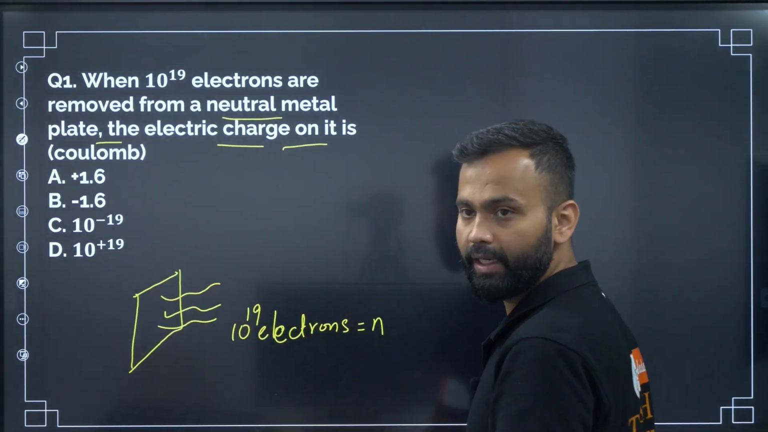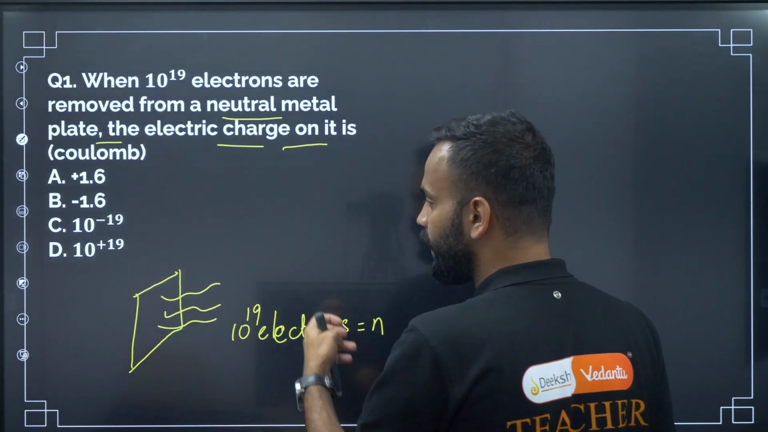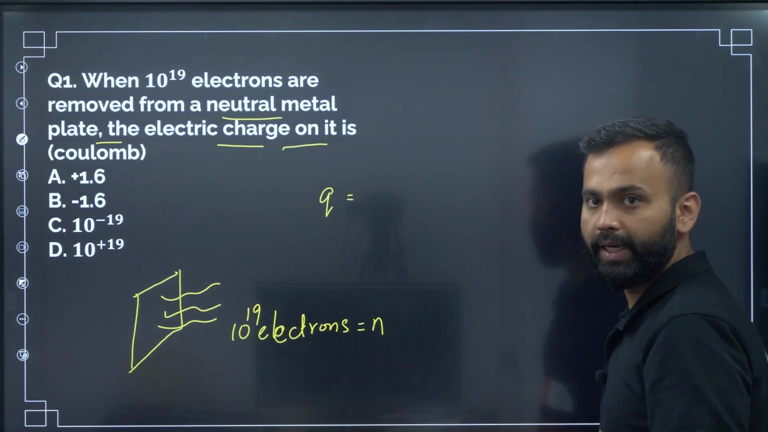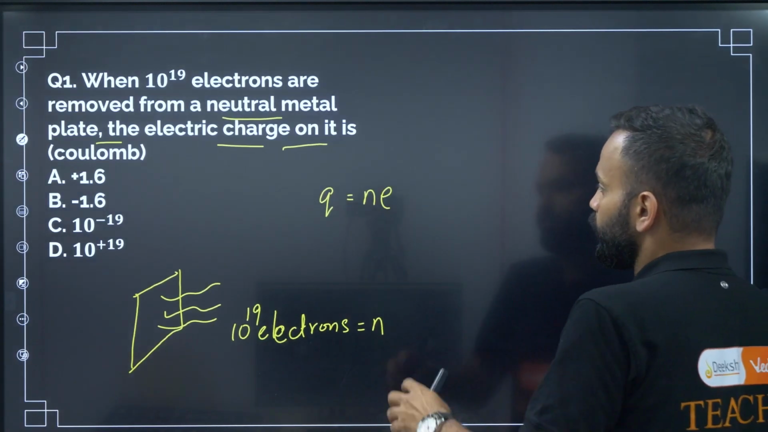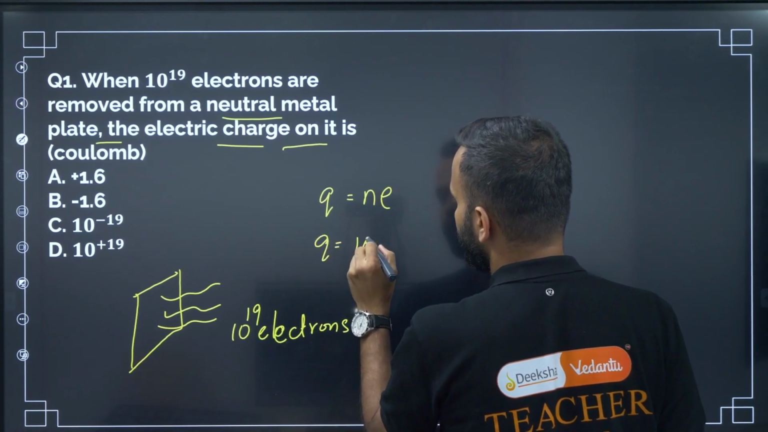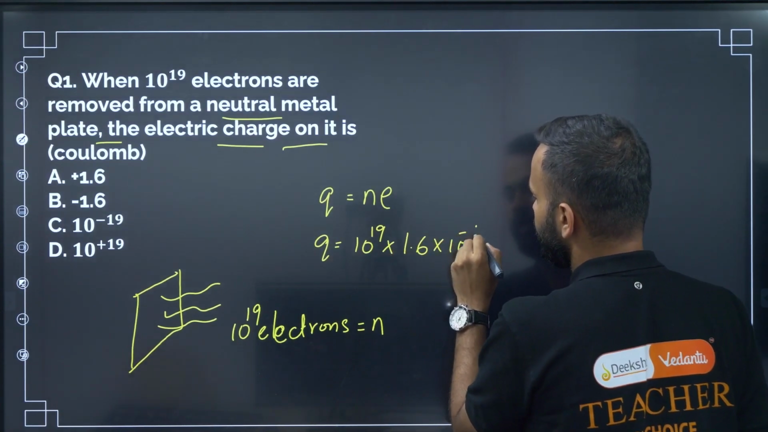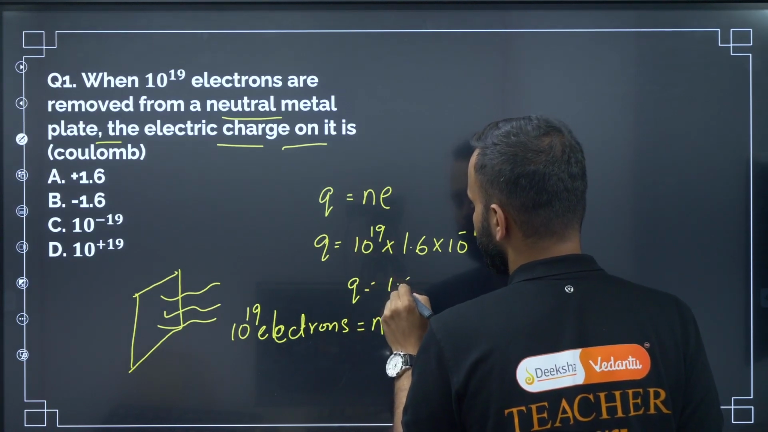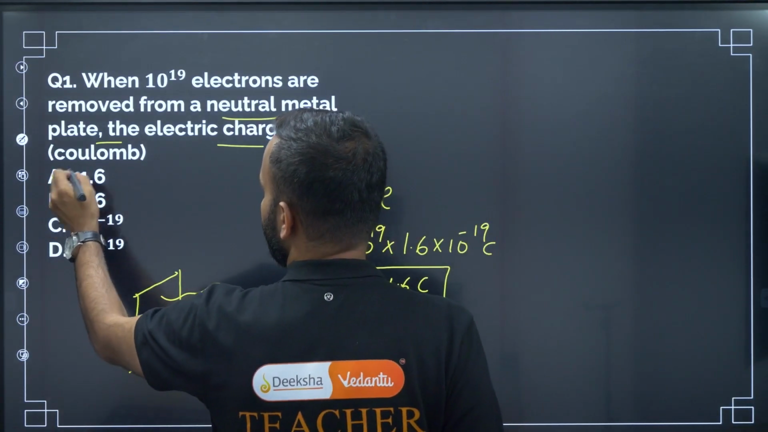When you remove the electrons from the metallic plate, this metal plate will be positively charged, right? They removed the electrons, so it becomes positively charged. So the charge on the metallic plate is equal to n times the charge of the electron. This is from the quantization of charge. Now Q is equal to 10 to the power 19 into the magnitude of the charge of the electron, 1.6 into 10 to the power minus 19 coulomb. So the electric charge on the metallic plate is Q equal to 1.6 coulomb, positive 1.6 coulomb. So option A is the correct answer.